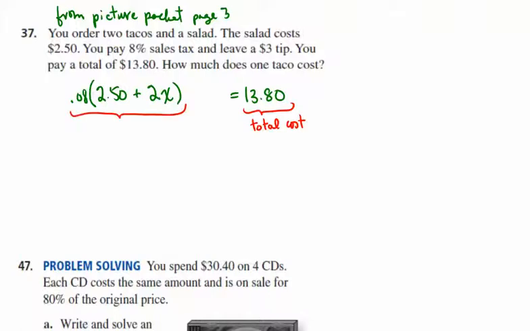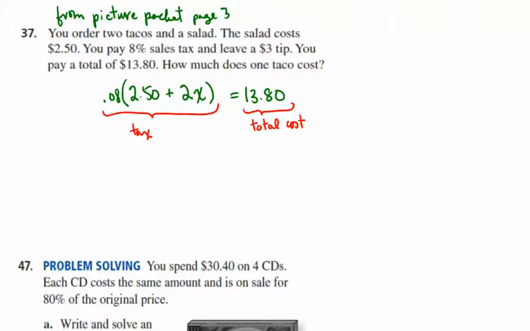The $2.50 plus 2x is going to give us the total amount before tax. Then multiplying that by 0.08 will give us the tax amount. But the tax amount in itself doesn't equal the total cost. So we're going to have to add something to that, and that is the actual cost before taxes of our food.